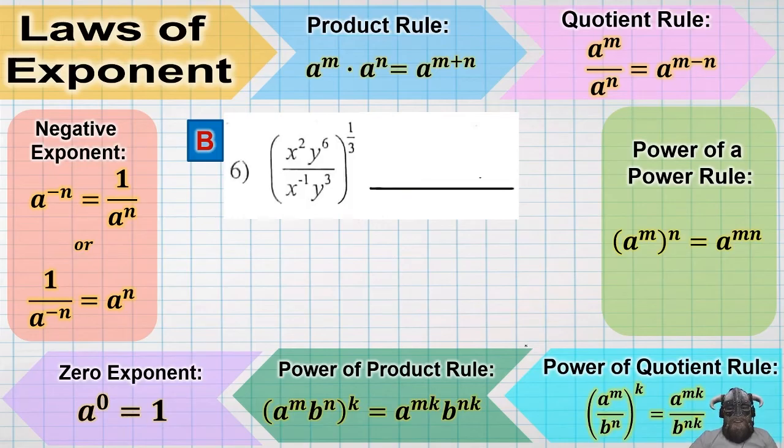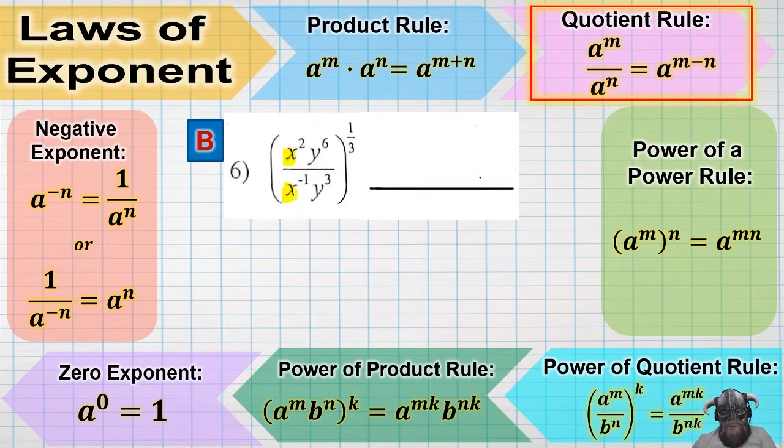Next item would be number 6. We have here x squared times y raised to 6 all over x raised to negative 1 times y cubed, quantity raised to 1/3. So, in this case, ang unahin ko muna i-simplify yung nandun sa loob at gagamit tayo dun ng quotient rule because both of them will just be having same bases which is x and y katulad nung kanina. So, ang gagawin natin dyan, we just need to subtract their exponents.